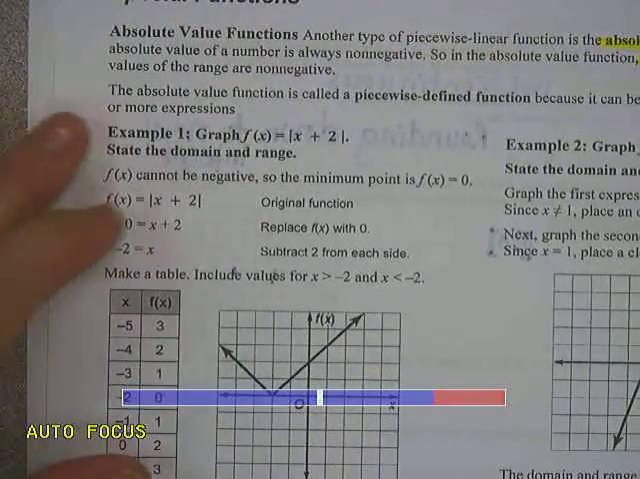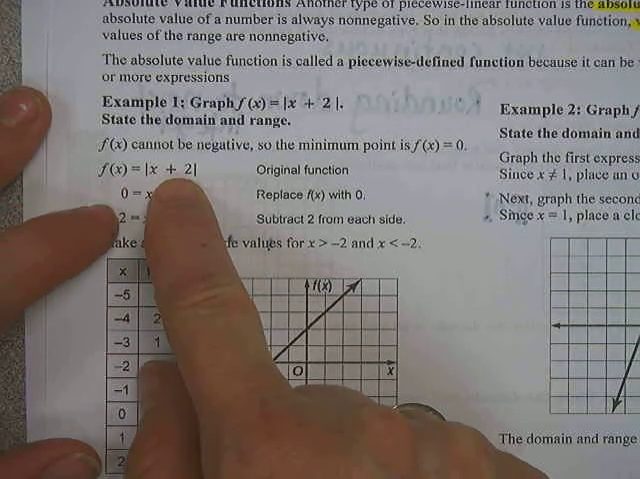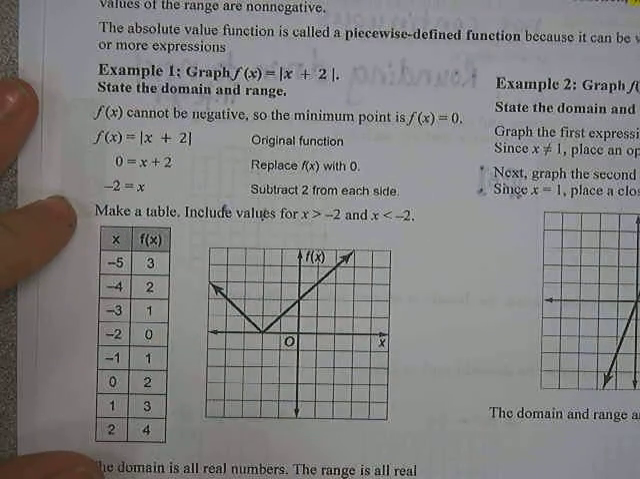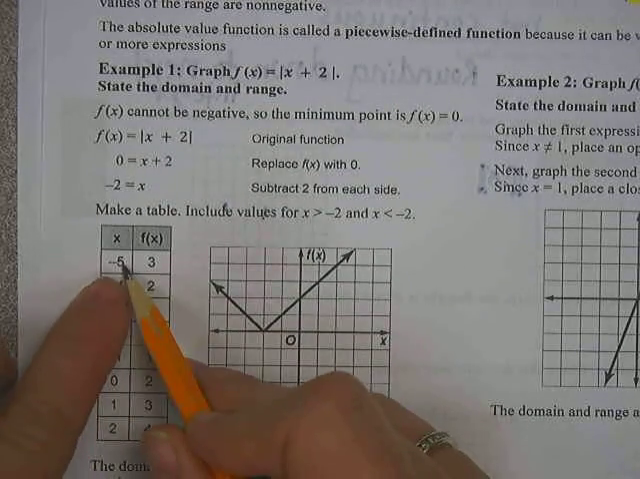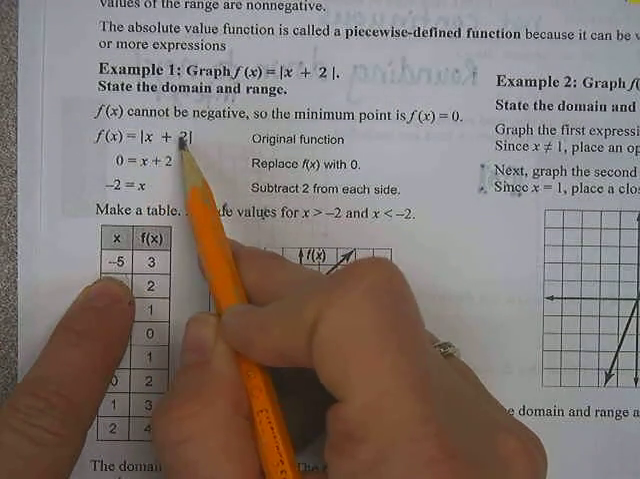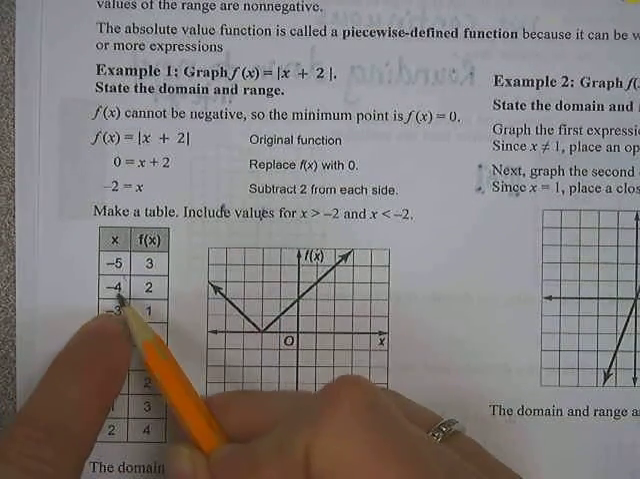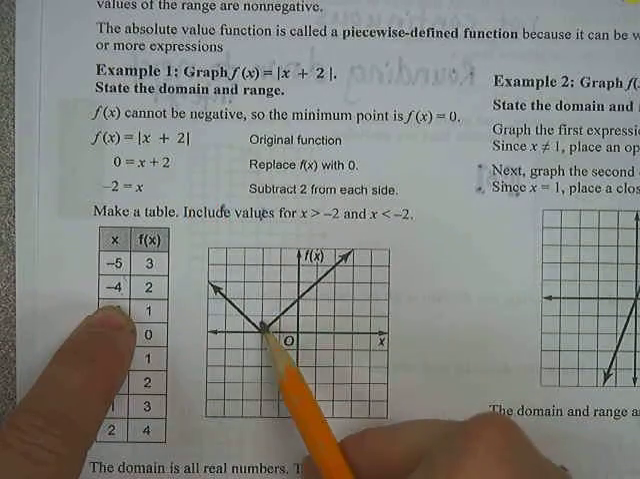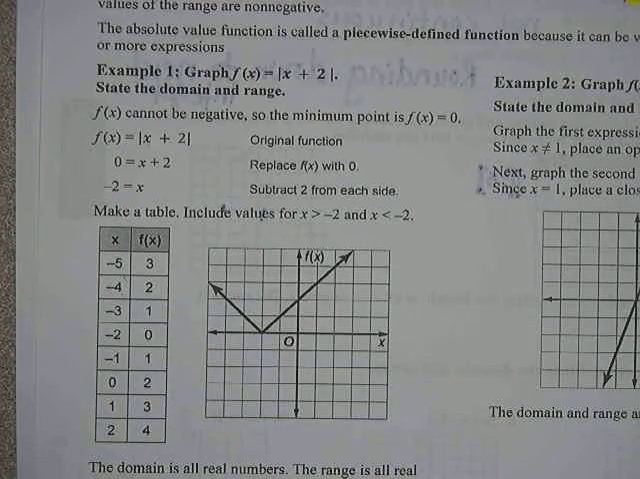Okay, so let's take a look at this. So we have f of x equals the absolute value of x plus 2. So when we start plotting these points here, when you do negative 5 plus 2 is negative 3. The absolute value of negative 3 is positive 3. Negative 4 plus 2 is negative 2. Absolute value of negative 2 is positive 2. And we begin to piece this together.